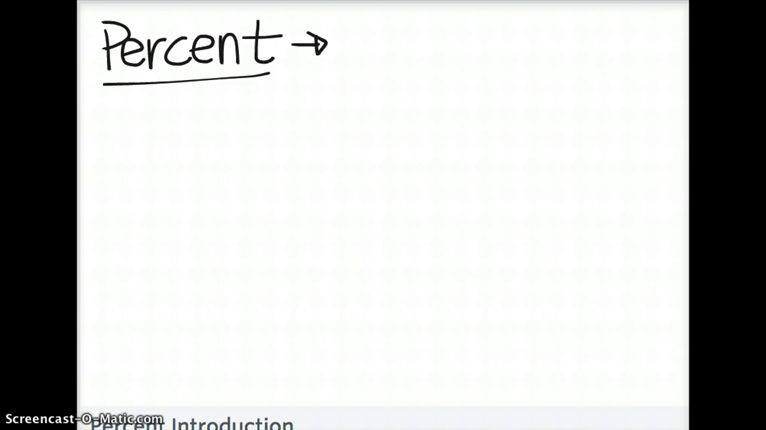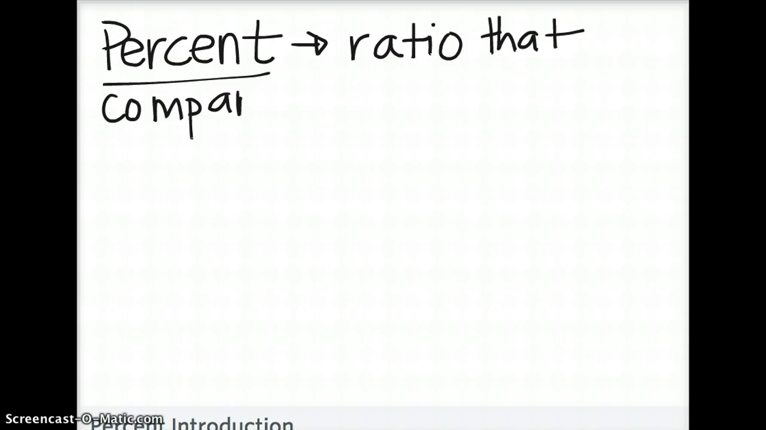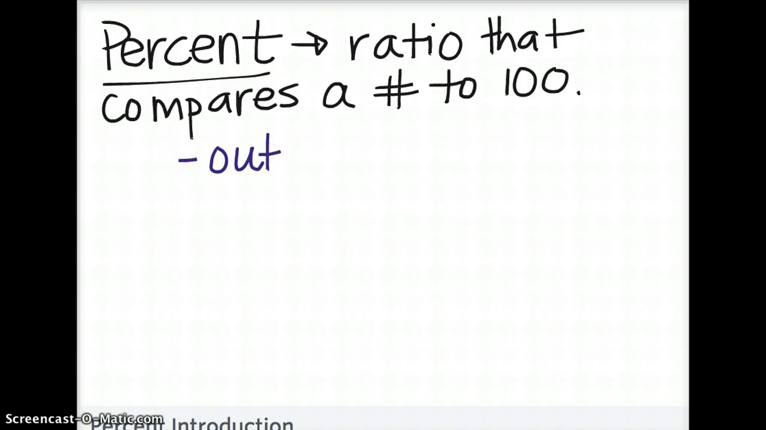So, first thing that you need to know is what percent means. I want you to write down this definition. A percent is a ratio that compares a number to 100. Basically, a percent means out of 100. So it's some part out of 100. So a percent is also a part. Percent kind of means part. Okay, so if you can write those down: a percent is a ratio that compares a number to 100, and it's a part.